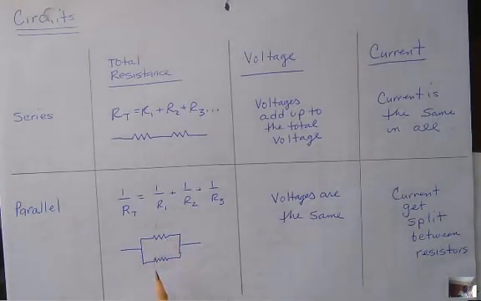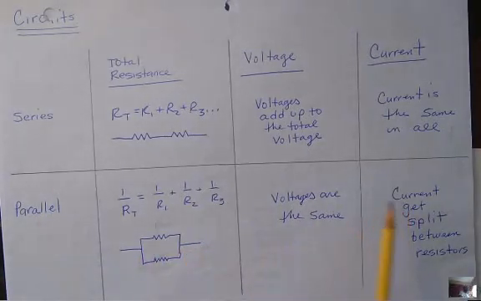So if I had a total of 3 amps coming in and this one was twice as easy, 2 would go this way and 1 would go that way. Okay, and then they would get back together and the 2 plus 1 would go back to be equal to 3.